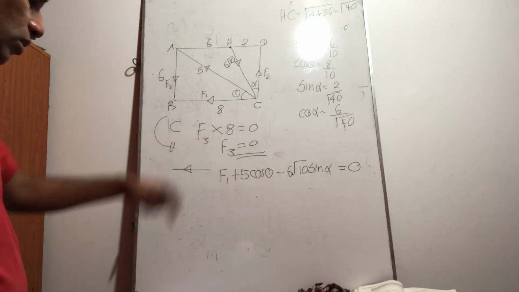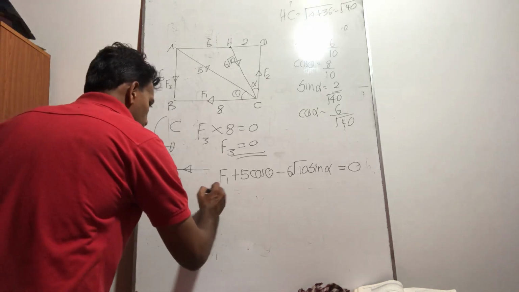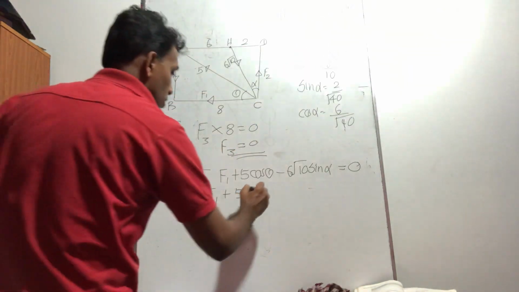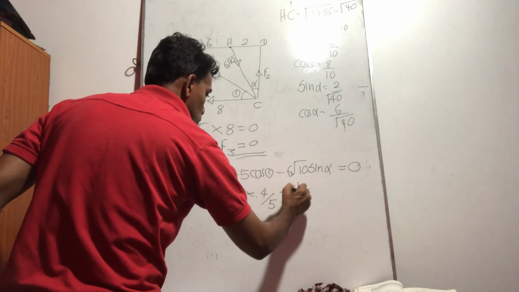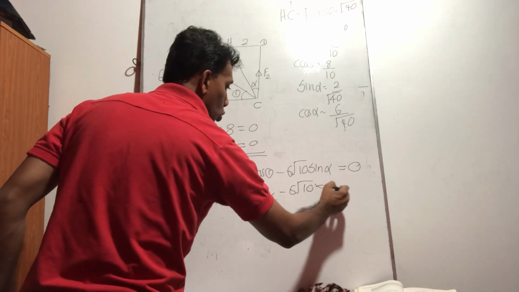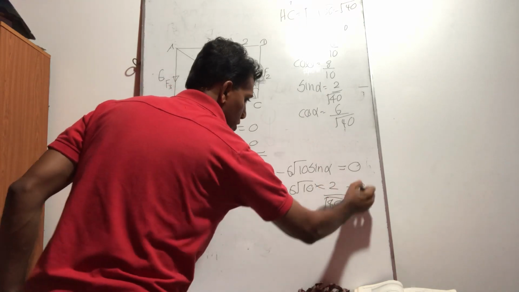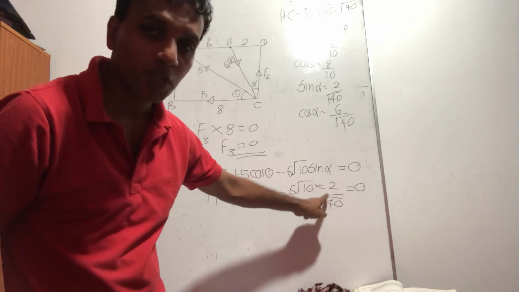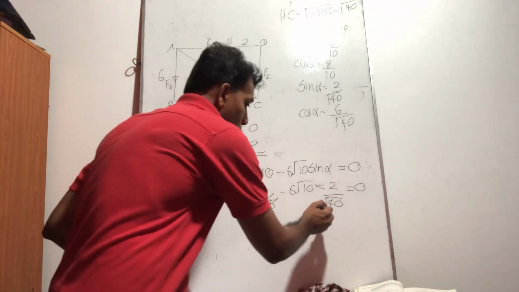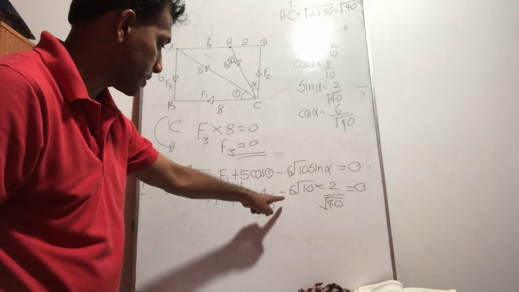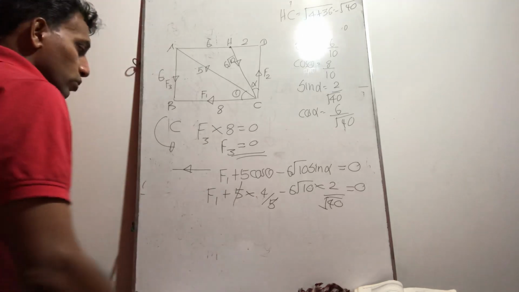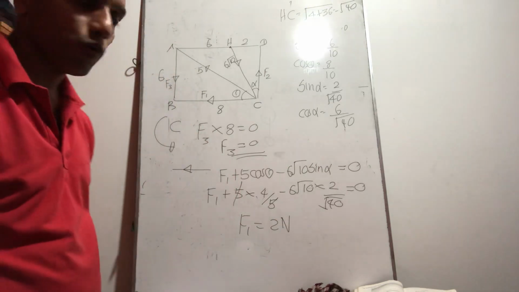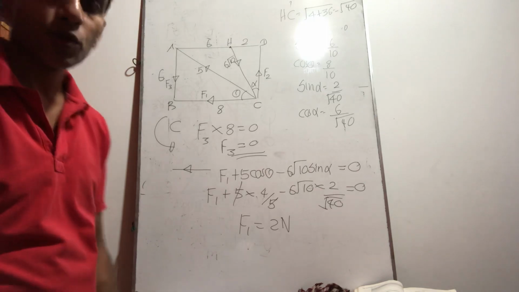So here you can find the F1 answer by applying everything. F1 plus 5, what is cos theta? Cos theta is 4 over 5. 4 over 5 minus 6 square root 10, what is sin alpha? 2 over square root 40, equal to 0. This 5 cancels. Cut this 4, cut this 10. Here 40 means 4, therefore square root 4 is 2. 2 cancels. Here minus 6, here plus 4. Therefore F1 equals 2 Newton.